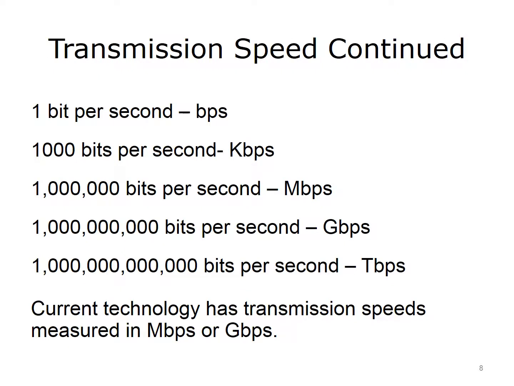Chart for BPS. 1 bit per second, BPS. 1,000 bits per second, KBPS. 1 million bits per second, MBPS. 1 billion bits per second, GBPS. 1 trillion bits per second, TBPS. Current technology has transmission speeds measured in MBPS or GBPS.